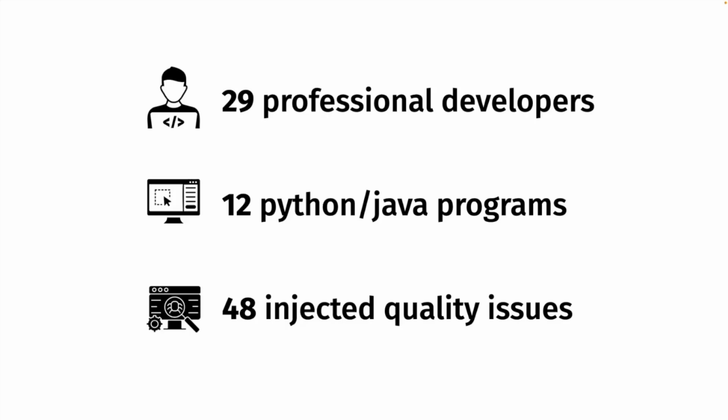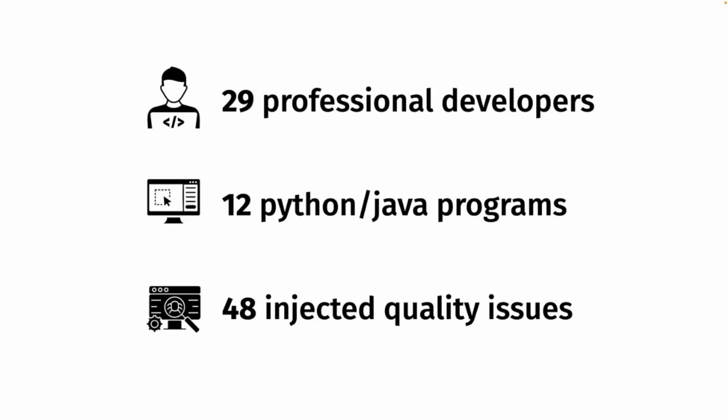And also, the type of quality issues that we injected were taken from the literature, so these were representative of quality issues usually found in code review. So we only injected a quality issue when it made sense, and we had from 3 to 7 quality issues per program. It depends.